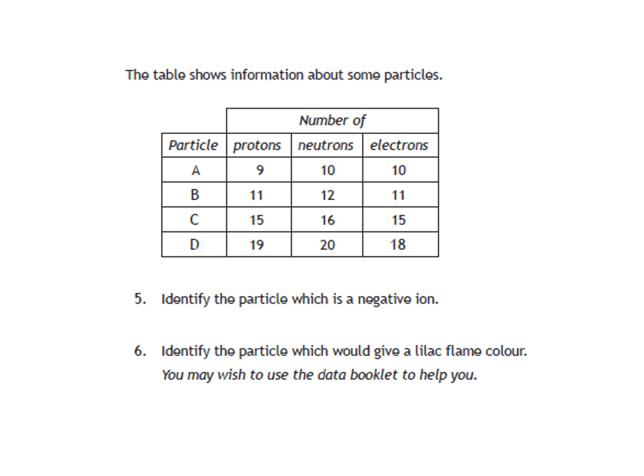Identify the particle which would give you a lilac flame colour. So you're looking for the flame test section of your data book, and the answer for that would be potassium, which has an atomic number of 19, so therefore the answer is D. Let's move on.